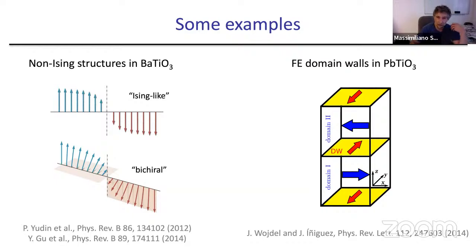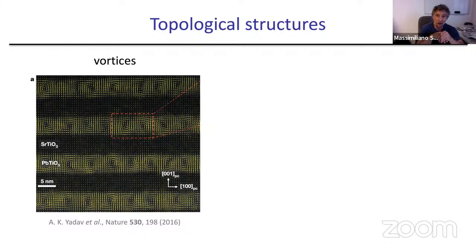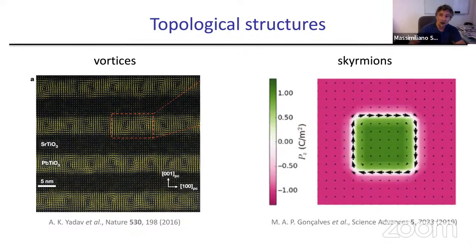Of course, this is just the basics, and nowadays things got quite a bit more sophisticated. There are reports of interesting topological structures, like in strontium titanate, lead titanate superlattices. This is very famous work by Ramesh. This is an experimental image of a vortex structure occurring in the lead titanate layers. And also these secondary components at the wall can give rise to topological structures like skyrmions, as was also shown, still by Jorge Iñiguez, in this work.